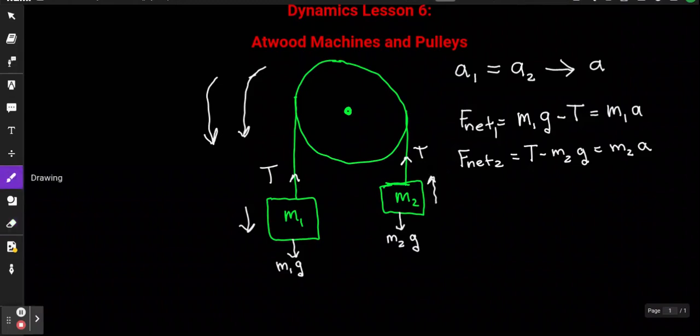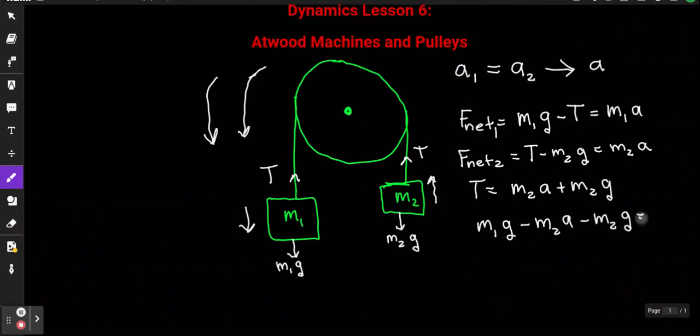We don't know what T is usually, and let's say that we want to solve for acceleration. We can isolate for T using any of these equations. I'm going to use F-net 2. F-net 2 tells me that T is equal to m2a plus m2g. Now I'm going to plug this T back into my F-net 1, and I will have m1g minus m2a minus m2g equals m1a. The purpose of this is to solve for my acceleration.